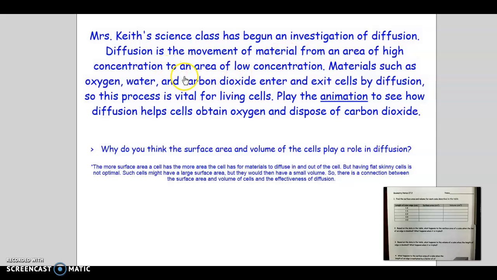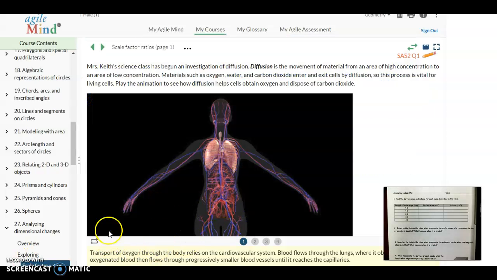Diffusion is simply the movement of material from an area where it has high concentration to an area where it has low concentration. Things that diffuse are like oxygen, water, and carbon dioxide, which enter and exit cells by this process called diffusion. So this is very vital for living cells. You can see this process in this animation here.